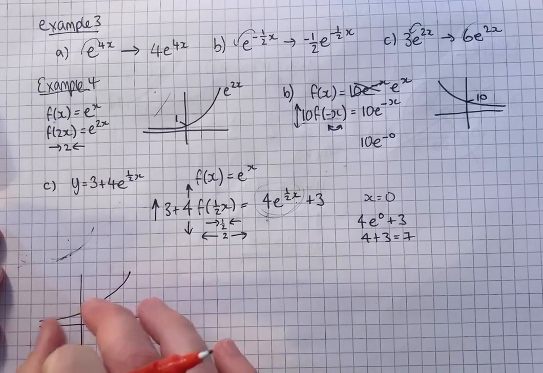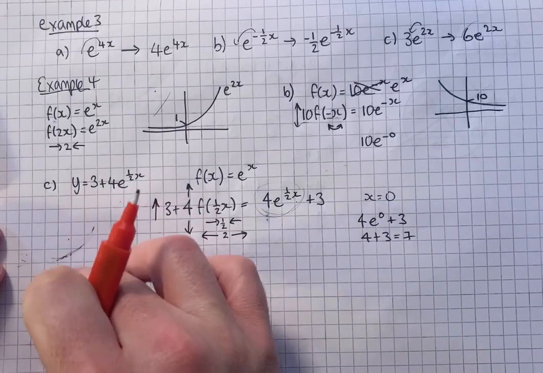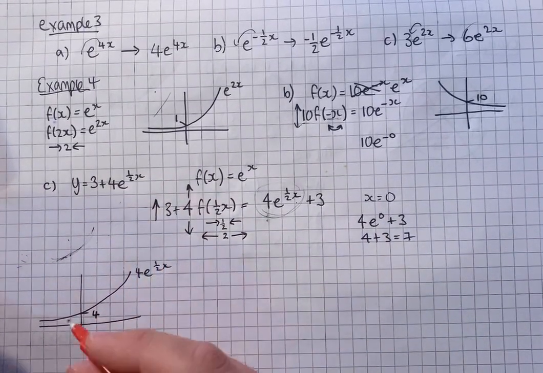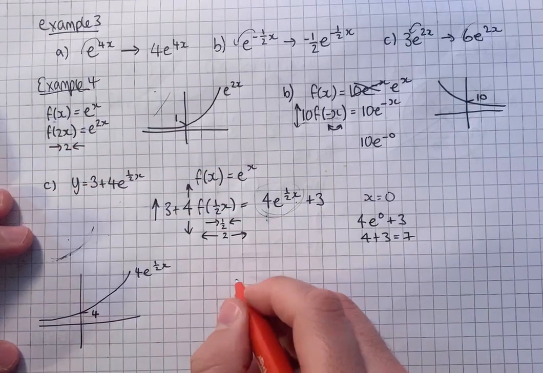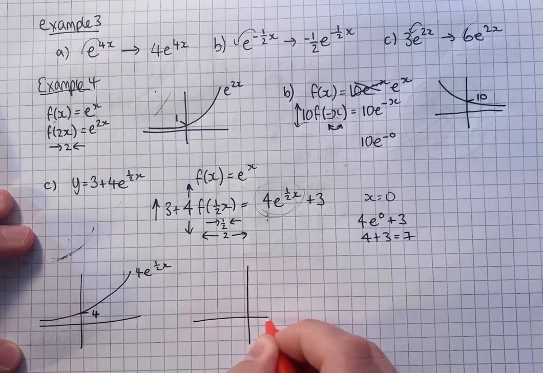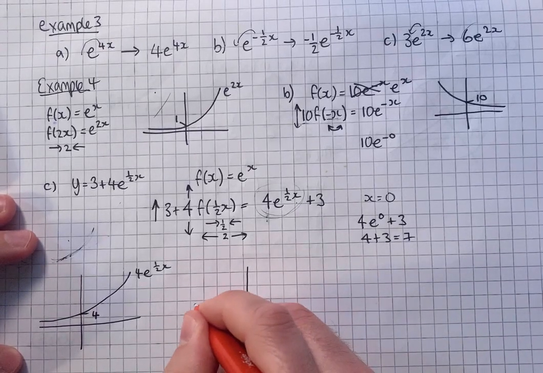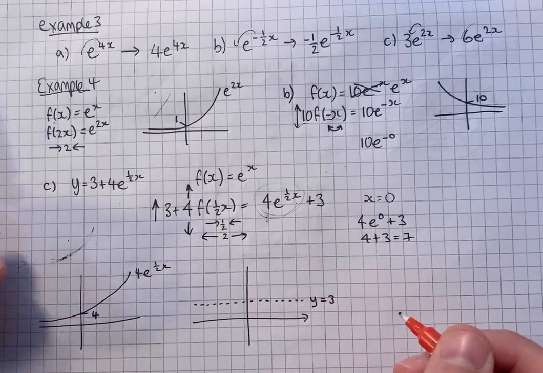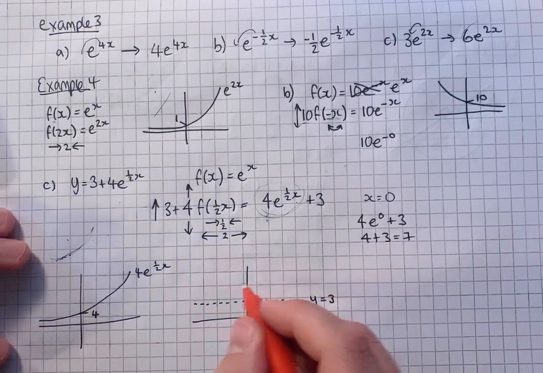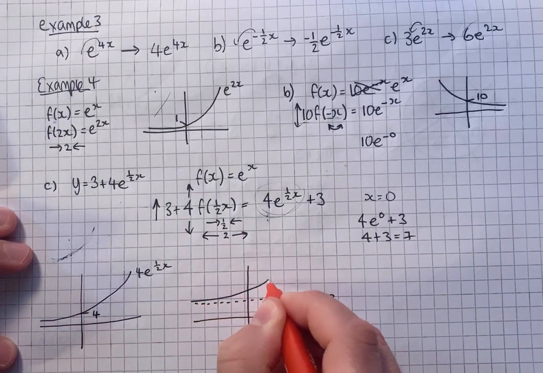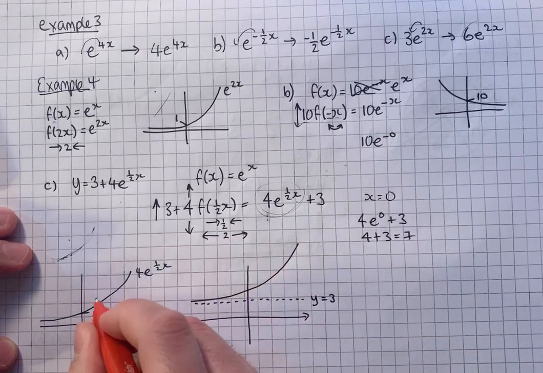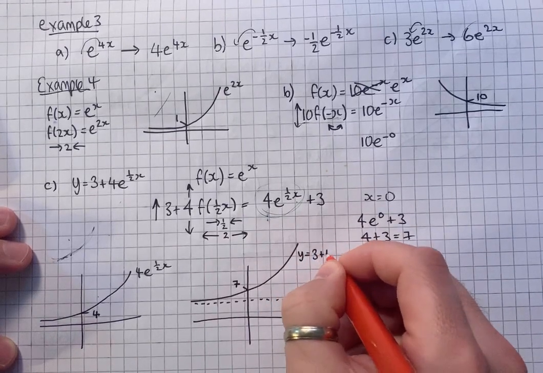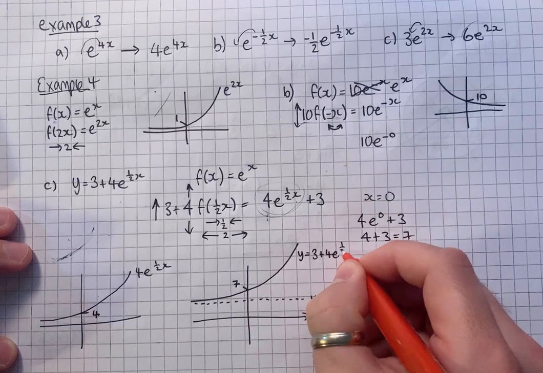So we've just stretched it by a factor of 2 that way, stretched it by a factor of 4 that way. Its shape is very, very similar. But now we need to shift all of it 3 up. What happens is the asymptote, which was the x-axis, is going to go 3 up. And to show that on a graph, we do a dotted line. So it's going to have an asymptote at y equals 3. So it never quite reaches that. And 4 plus 3 is 7. So y equals 3 plus 4 e to the half x.